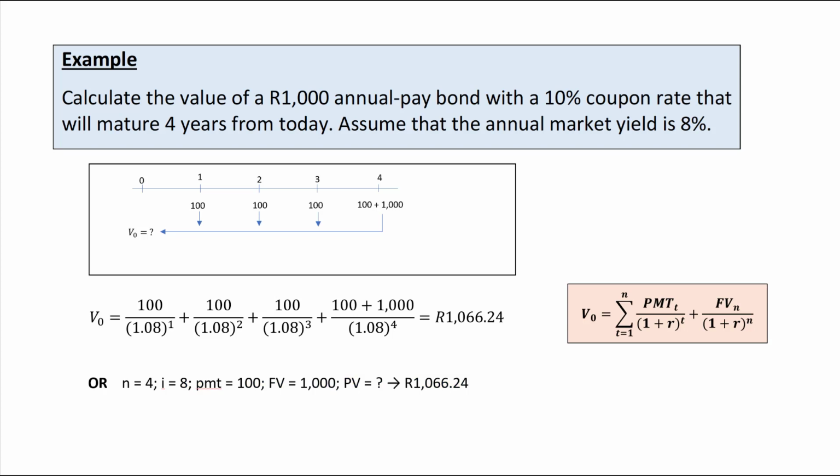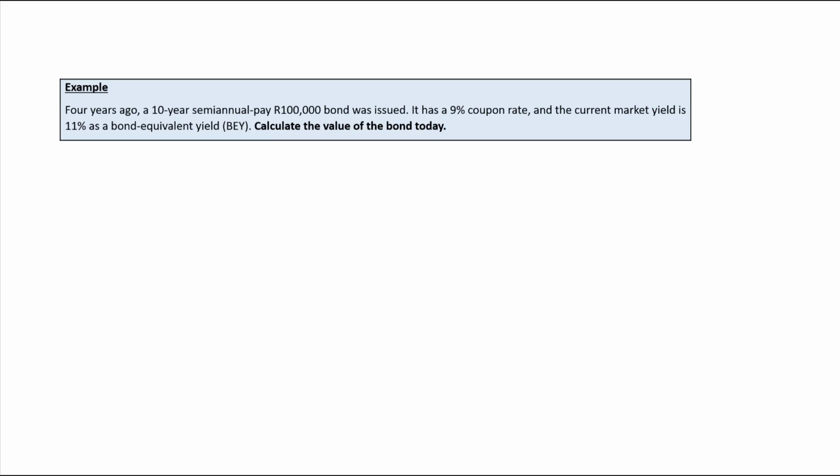And to end the video, one more example. 4 years ago, a 10-year semi-annual pay 100,000 Rand bond was issued. It has a 9% coupon rate and the current market yield is 11% as a bond equivalent yield. Calculate the value of the bond today.